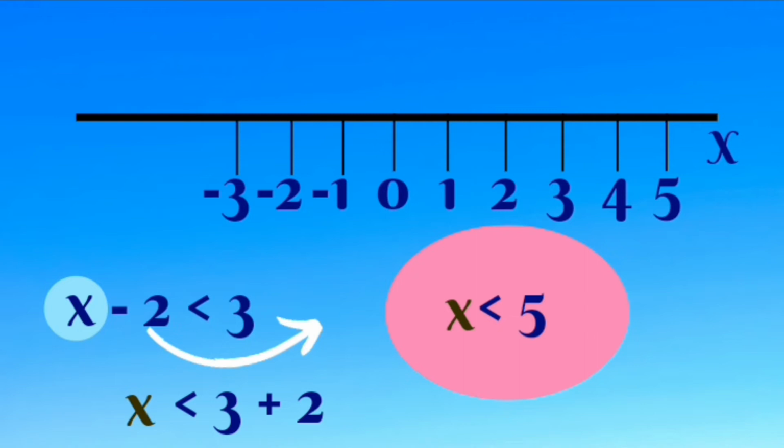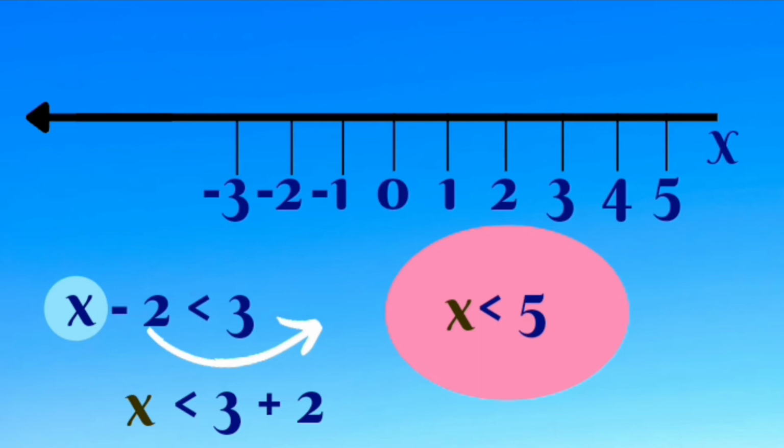Now listen attentively. Whenever the inequality sign is a less than sign, our arrow will go to the left-hand side. And whenever the inequality sign in the solution is greater than, then the arrow will go to the right. Did you get that? But in this case, x is less than 5. So the arrow will go to the left.